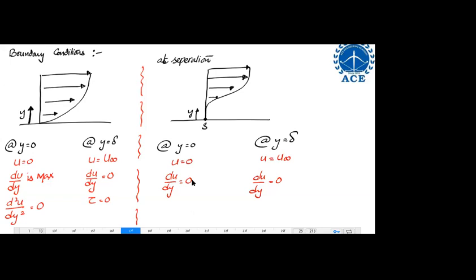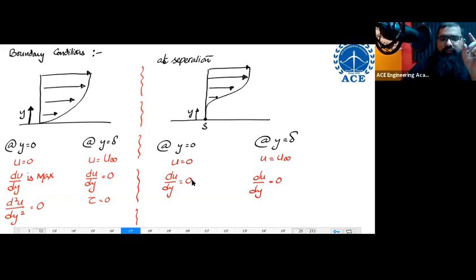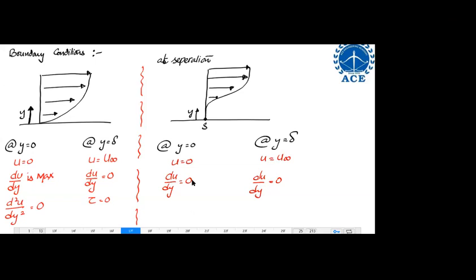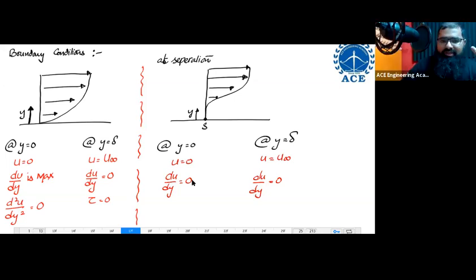No, streamlines are not imaginary. Visualization of streamlines is imaginary. Basically, a streamline is a very, you know, you cannot visualize streamlines actually.